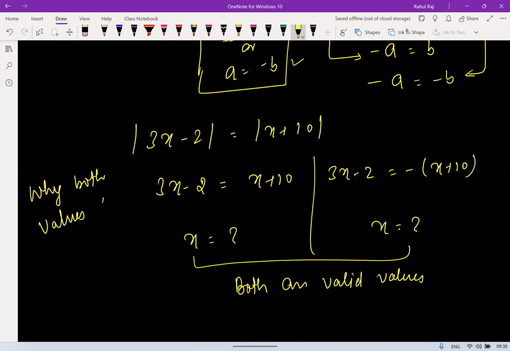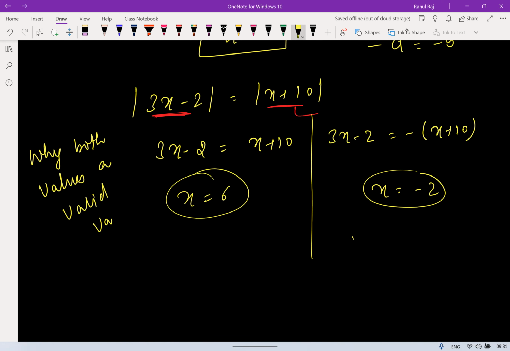It's 3x minus 2 is equal to x plus 10. I wrote it correctly, right? Then you get 3x minus, oh, sorry, 2x is equal to 12, x equal to 6. Sorry, I do it too fast, my bad. X is equal to 6. Now you put 6, 18 minus 2, 16. 16 is equal to 16. Yeah.